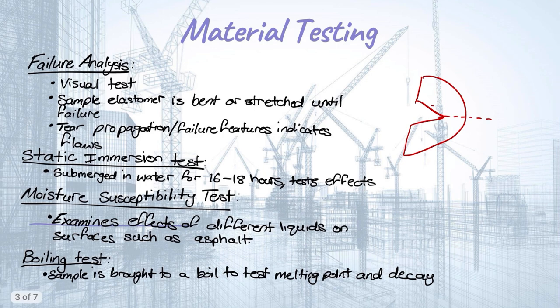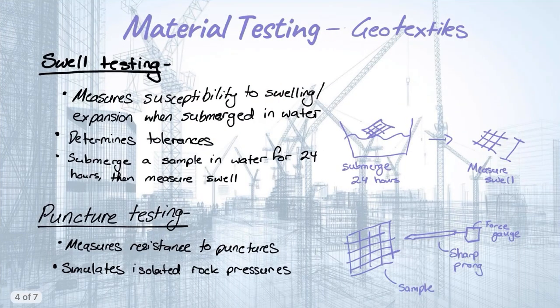Boiling test. So this is testing a material's melting point and how it will decay if it's overheated. So this could also be used on something like an asphalt road surface. You want to check, in Australia, the sun can get pretty hot. If it's a really hot day, is the asphalt going to melt if it's exposed to direct sunlight? You want to test that to make sure that the mixture you're making is going to be able to withstand the environment it's subject to.